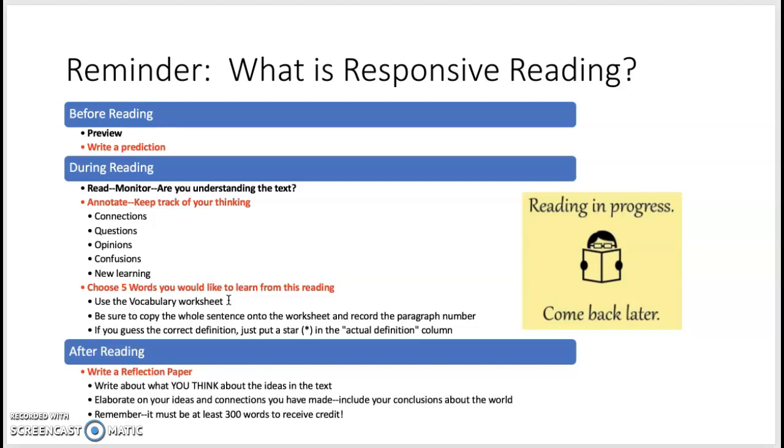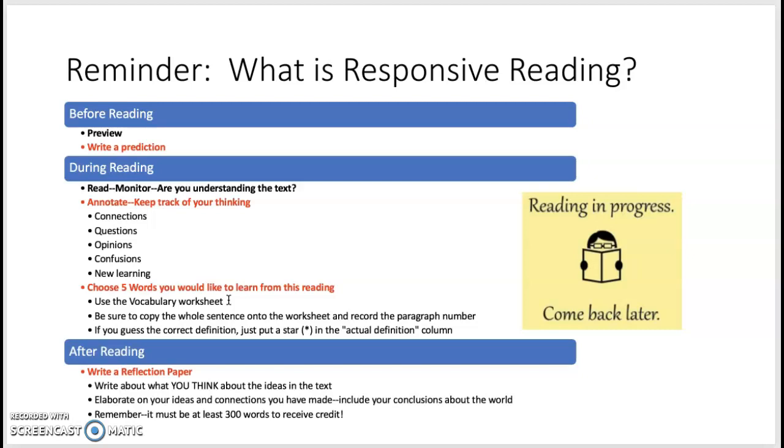And you're going to use the vocabulary worksheet, which is posted in week 11 in this folder, the responsive reading folder. So it's there for you. You're going to use that worksheet, and you're going to make sure that when you write down the word that you're choosing to learn more about, you're going to copy the whole sentence. So I have your context, the context of that word written down. Okay? Then you are going to make an inference or a guess at what you think the word means, and you're going to put that in the second column.